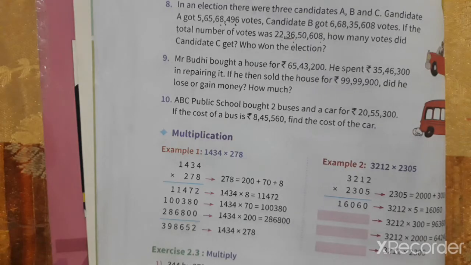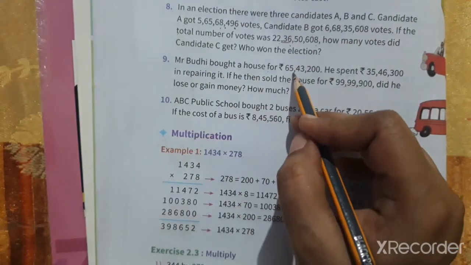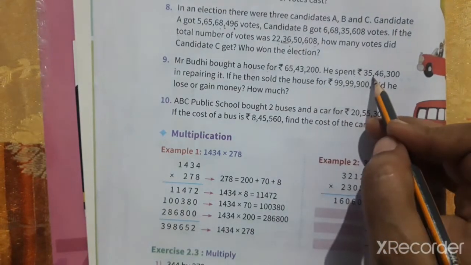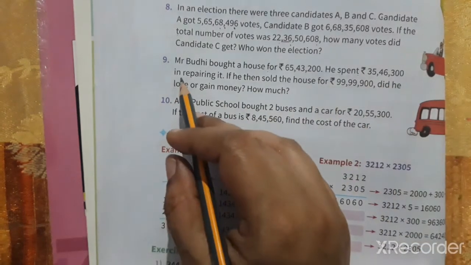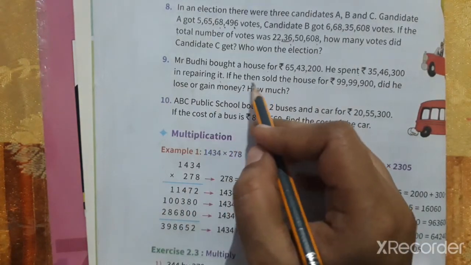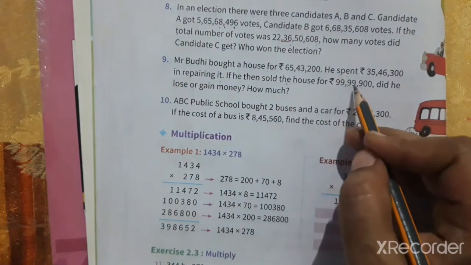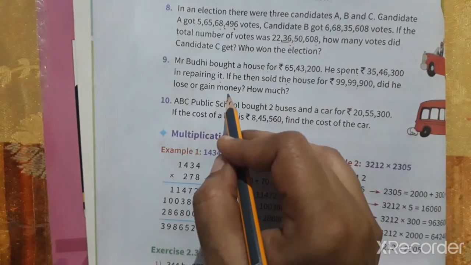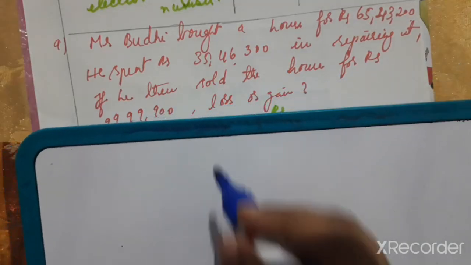Now 9th question. Mr. Buddhi bought a house for 65 lakh 43,200. He spent 35 lakh 46,300 in repairing it. If he then sold the house for 99 lakh 99,900, did he lose or gain money, and how much?